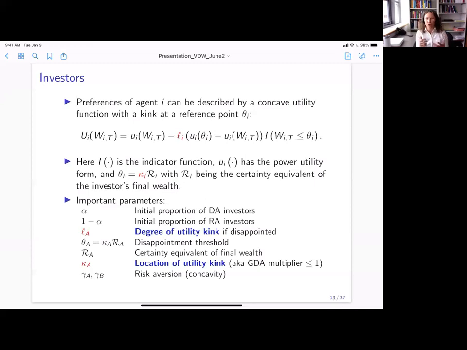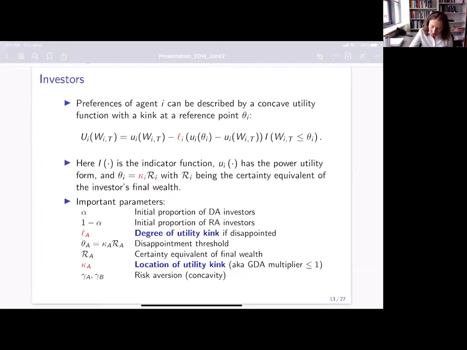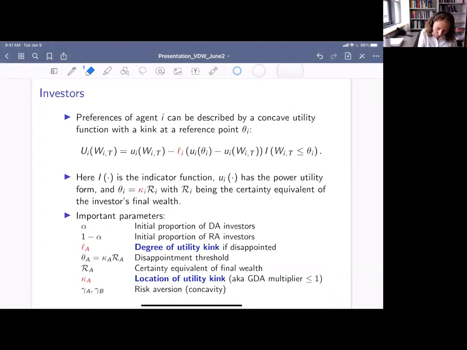This kappa is also called the GDA multiplier, and we will assume that if it's 1, then we have the classic Gul 1991 disappointment averse utility, but if it's less than 1, then we have the generalized disappointment aversion preferences. And you see here the theta is the disappointment threshold, and it will depend on the certainty equivalent, and the kappa will control exactly where the kink happens.